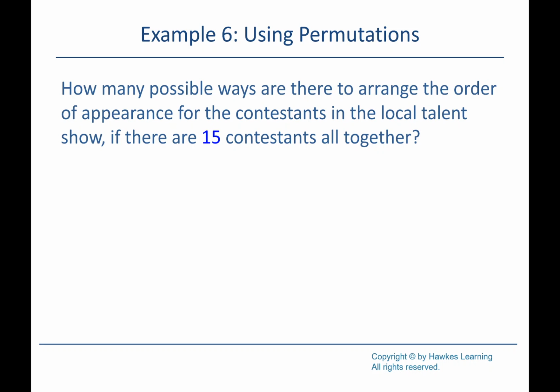It says, how many possible ways are there to arrange the order of appearance for the contestants in the local talent show if there are 15 contestants altogether? So will order matter here? Yep, because if you don't want to go first, going first is not the same as going fourth, or going eighth. So order does matter here, but maybe you can see how I said that could be a little tricky. So we want to do permutations.